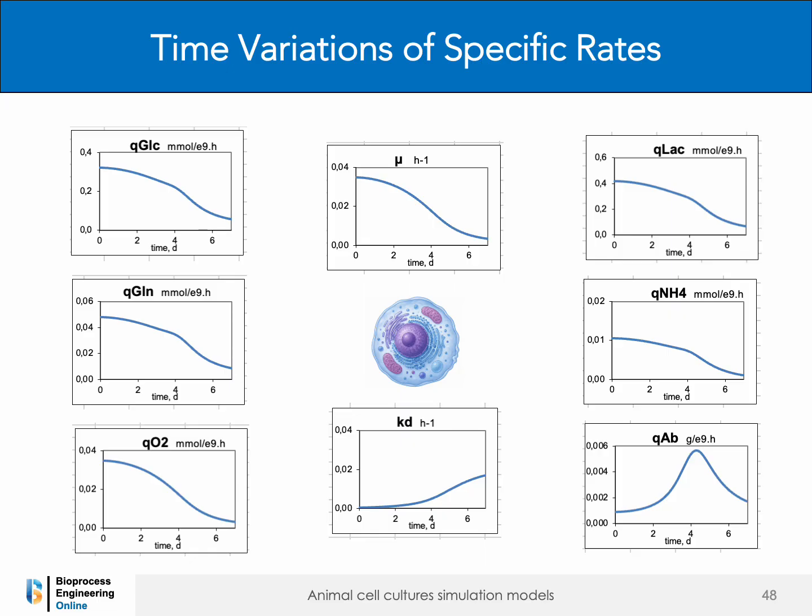The specific antibody production rate follows a different pattern. It remains very low during the first 3 days, then increases steadily to reach a maximum after about 5 days, before declining rapidly during the final stage of the culture.